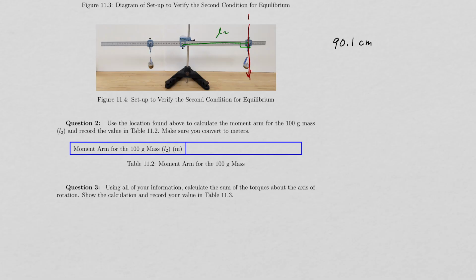So this is L2. To find it, you literally take the 90.1 centimeters where it balanced and subtract the center of mass, which is 50. So you're going to get 40.1 centimeters, and then make sure you convert it to meters, because we want everything in SI units. So it's 0.401 meters. That's the value that you'll find already there for question 2.